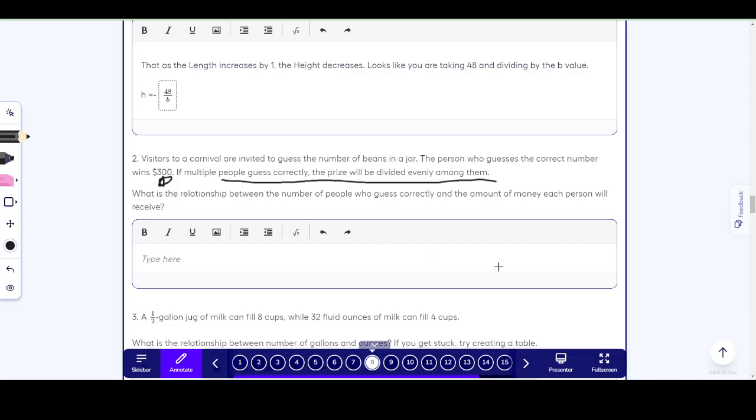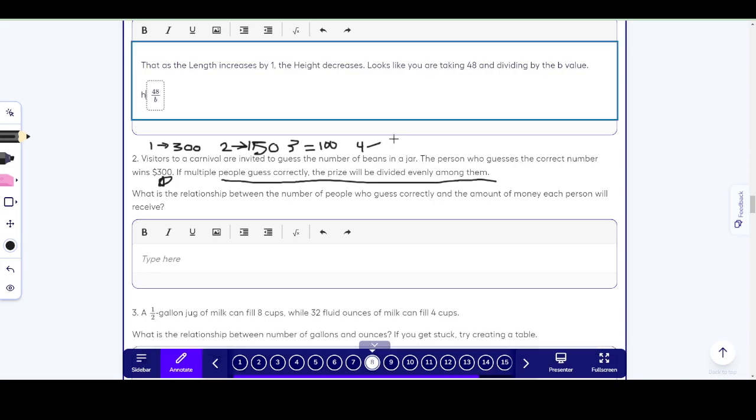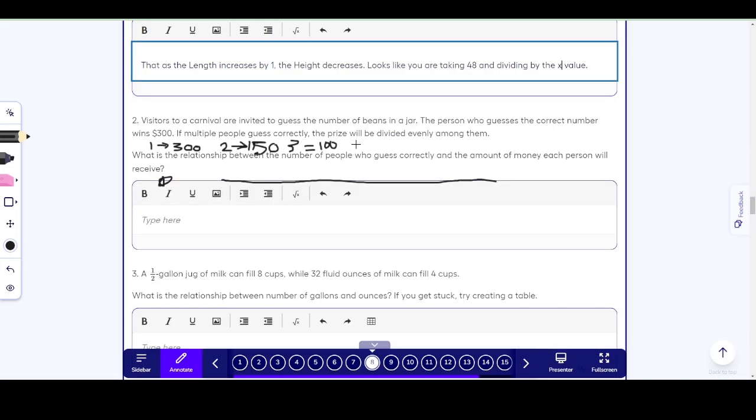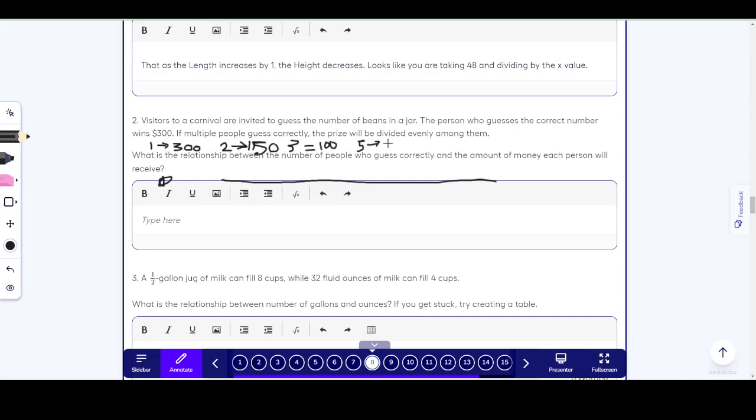Well, it's $300. So we want to build a relationship of that. If one person wins, you get 300, right? If 2 people win, what do we get? We get $150 each. If 3 people win, you get $100. If 4 people win, we get $75. It's a decimal, so let's not do 4. Let's do 5. If 5 people win, we get $60 each.